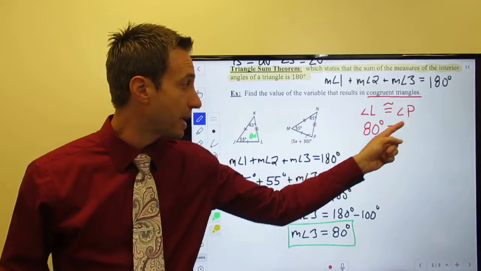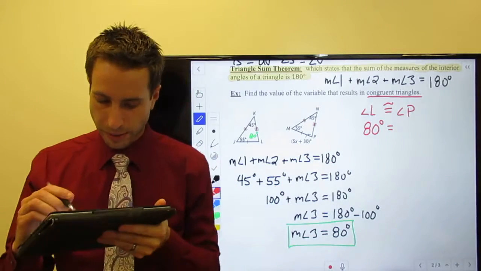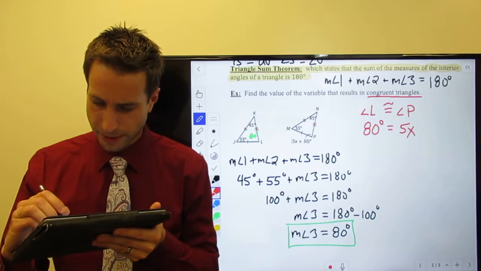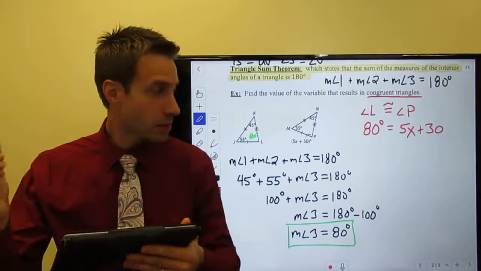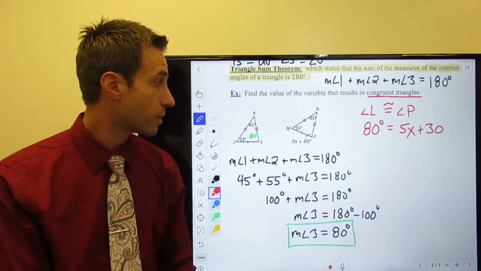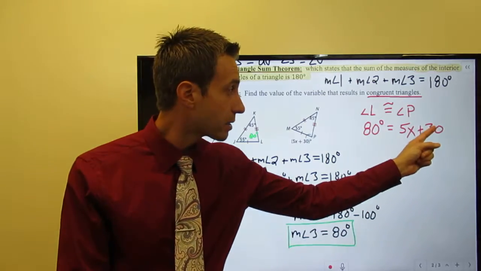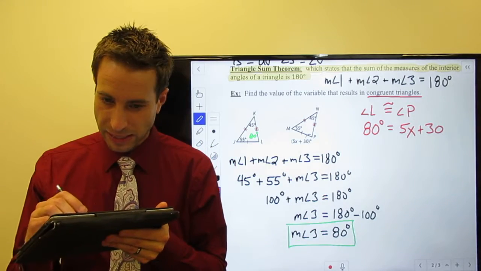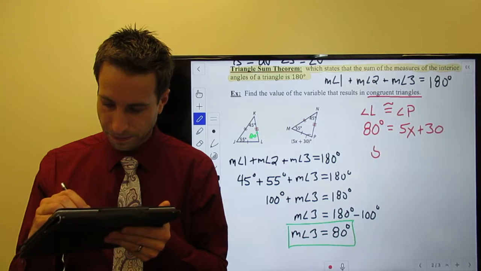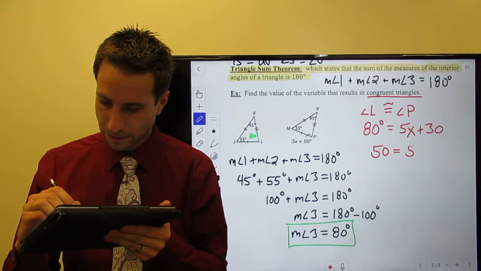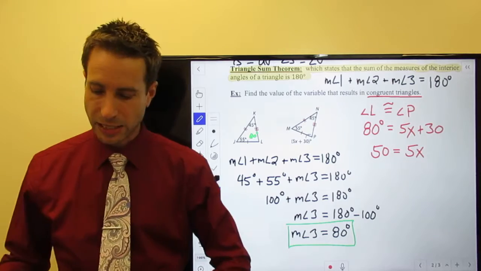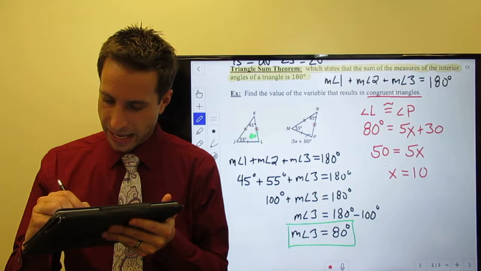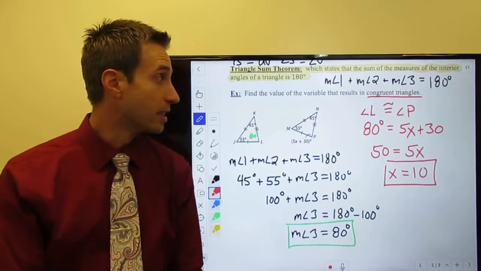And the measure of angle P, 5x plus 3. I'm sorry, 5x plus 30. How about that? Awesome. Well, solve for x. Let's go ahead and subtract 30, right? It's a positive 30, so we'll subtract 30 to the other side, and I believe that's going to leave me with 50. Divide both sides by 5. And we get x is equal to 10.